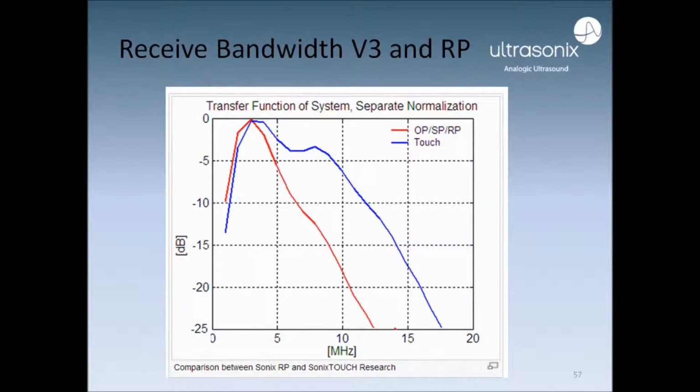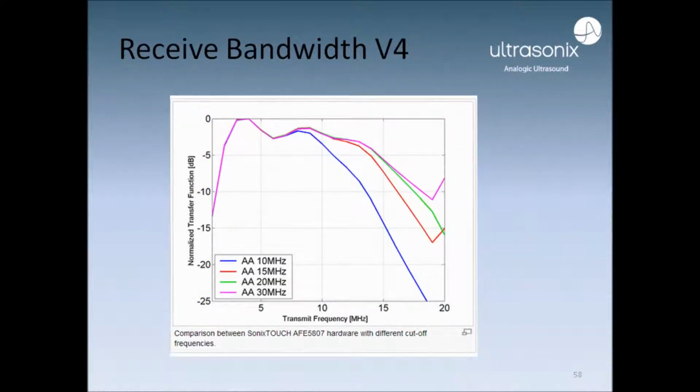This graph shows the comparison between the RP and Touch. As can be seen, the Touch has a significantly higher bandwidth. This graph shows how increasing the cutoff frequency of the AFE5808 affects the bandwidth of the Touch system.